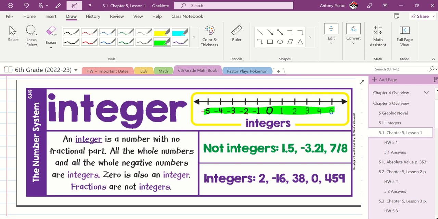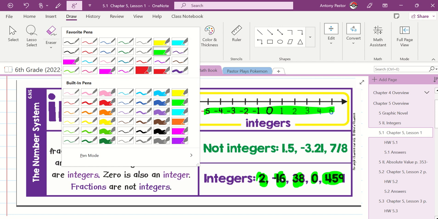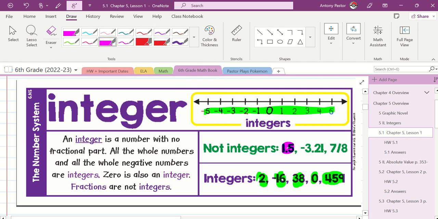These are all examples of integers. 2, negative 16, 38, 0, 459 are all integers. Not integers, 1.5, negative 3.21 and 7/8. So again, an integer is all whole numbers that can be positive or negative, and then 0. Positive or negative whole numbers and 0 are integers. Fractions, decimals, not integers.